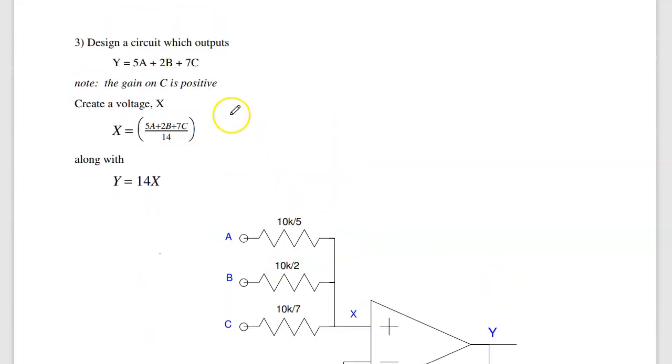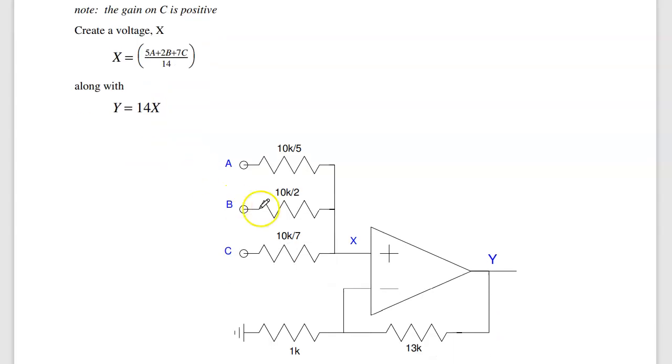Problem 3. Design a circuit to implement 5a plus 2b plus 7c. And here there's multiple solutions. One approach is create a dummy variable x that's the weighted average of a, b, and c. 5 plus 2 plus 7 is 14. So if I divide by 14, I get this circuit. Again, kind of the check. If a, b, and c are all 1 volt, I ought to get 1 volt out. So that's where the 14 comes from.